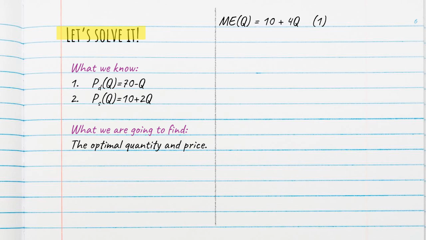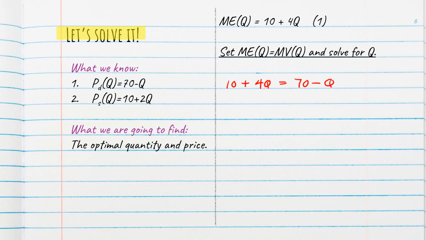Our next step is to set marginal expenditure equal to marginal value and solve for Q. So we have 10 plus 4Q is equal to 70 minus Q. Collecting all of our Q's on the left-hand side, we have 5Q is equal to 60, or Q is equal to, not 30, 12. Now, technically in this question, Q is in thousands, so I'm going to write myself a little note that this is really 12,000.